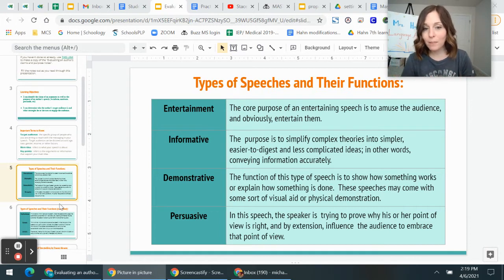Now, it's important to remember that speeches usually have more than one purpose. So I am informing you of different ways that you can learn about the speaker's main claim. Maybe I'm going to tell some jokes and try to be entertaining. I'm also going to try and persuade you to do different things, right? So a speech could be informative, persuasive, and entertaining.